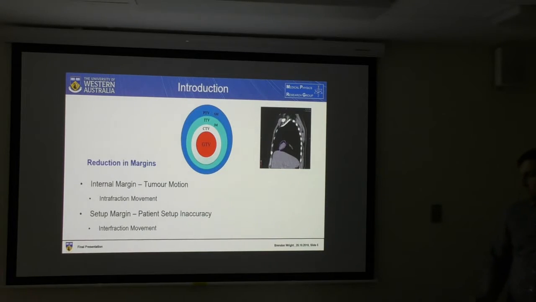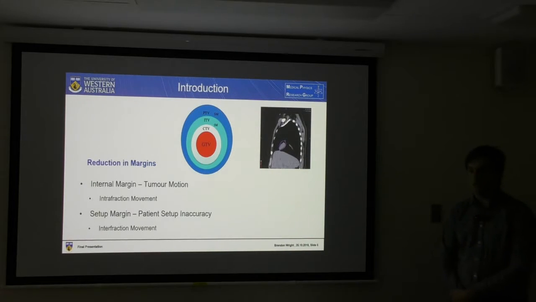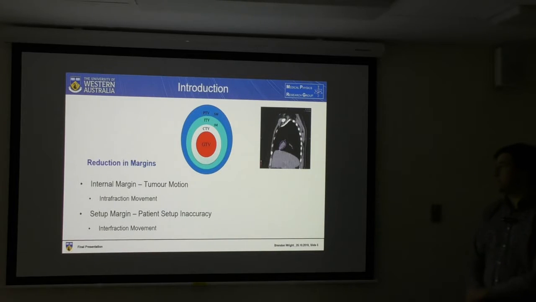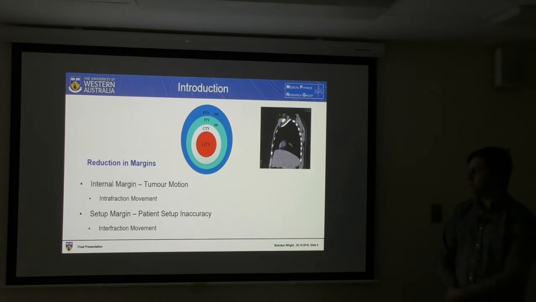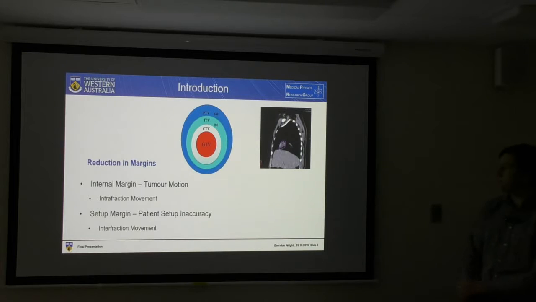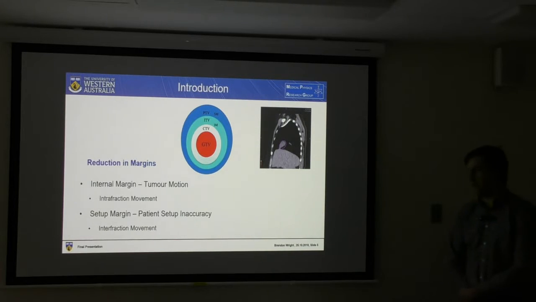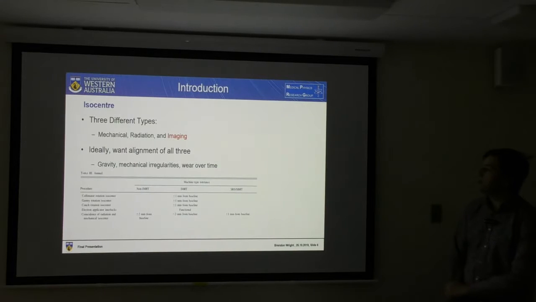So what do we mean by that in particular? There are two margins that we need to be worried about when we're considering a patient treatment volume. We need to consider the internal margin and the setup margin. If we can track the tumor motion, we can reduce the internal margin due to intrafractional motion, as can be seen here. Whereas if we can reduce the patient setup inaccuracy, i.e. the interfraction movement, we can reduce the setup margin associated with tumors.